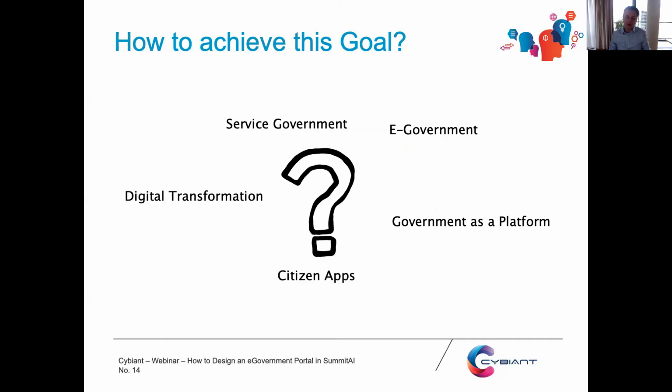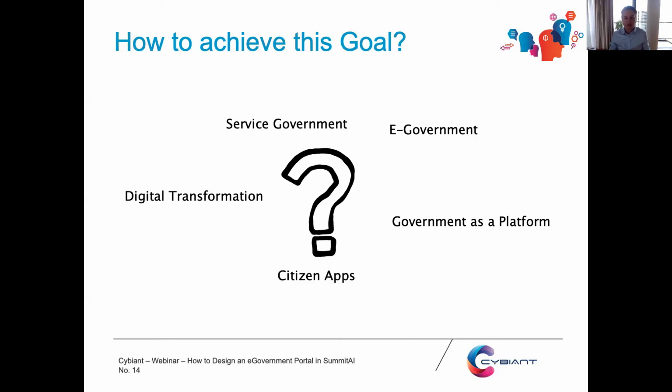So how do we achieve this goal? Obviously, this is not the first webinar and not the first question that has ever been asked on how to achieve that. And we see that a lot of governments have already started to implement digital services. Some governments call it e-government, some governments call it government as a platform, GaaP. We also refer to it as citizens apps or even digital transformation or a service government. All of these concepts are the same or similar words for the same thing.